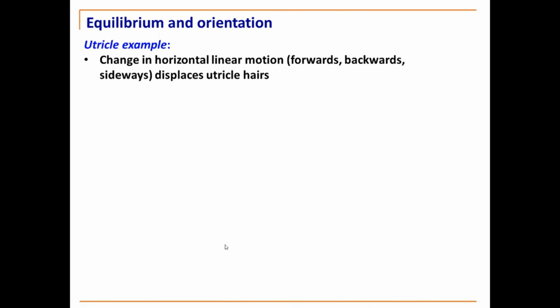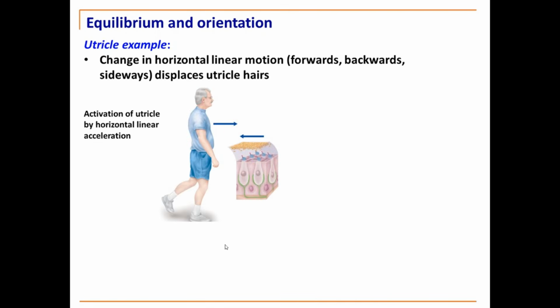Another example of the utricle is the change in horizontal linear motion. So in other words, forwards and backwards. And this helps to displace those utricle hairs. So again, if we're taking a look at this guy, we're activating the utricles by horizontal linear acceleration. So he's walking forwards, and as he walks forward, you can see they tilt in the opposite direction.